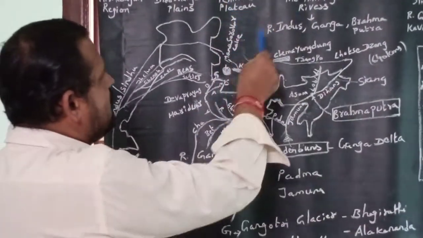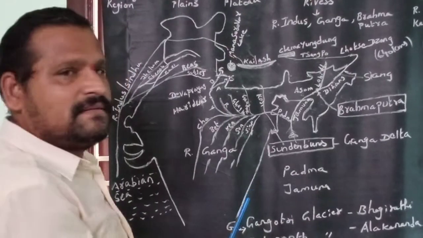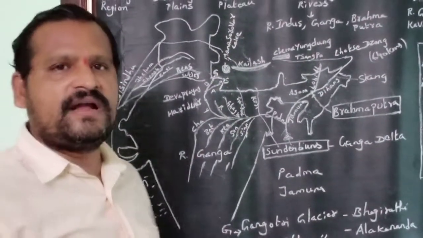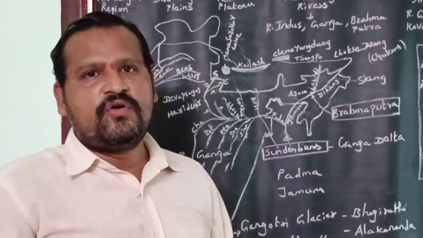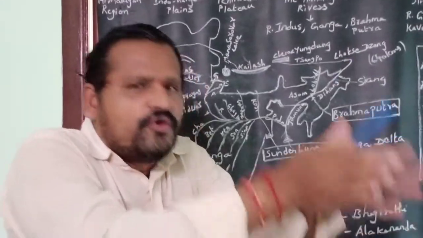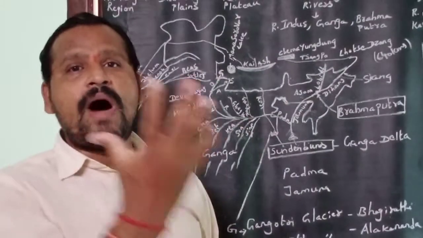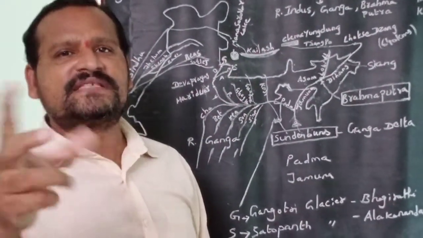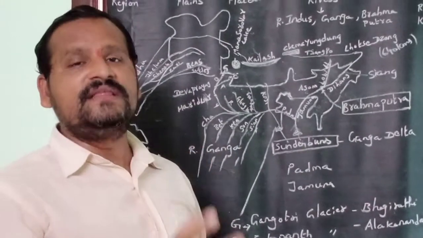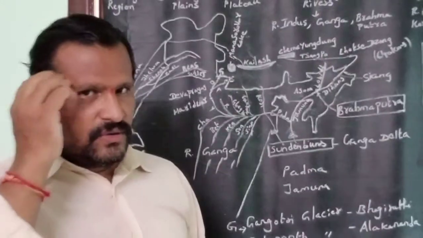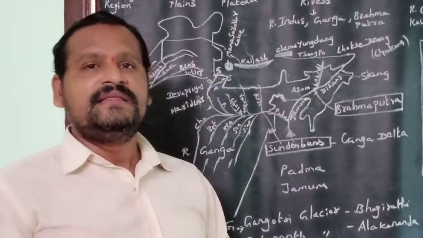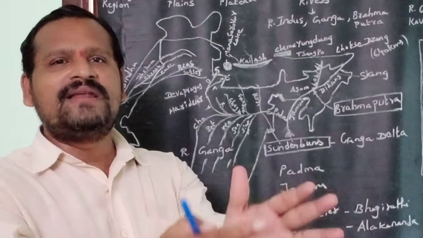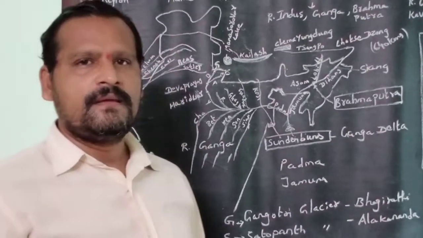So the Himalayan rivers rise at glacier of the Himalayan mountains and flow a few kilometers. Due to water divide, the Himalayan rivers are separated. Water divide in Telugu we call Parvata Srenulu.